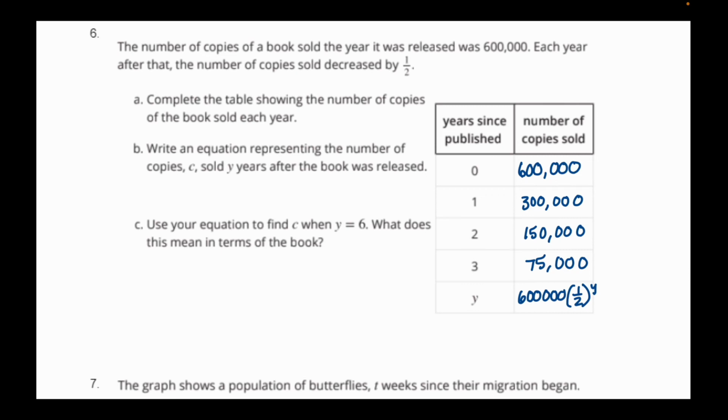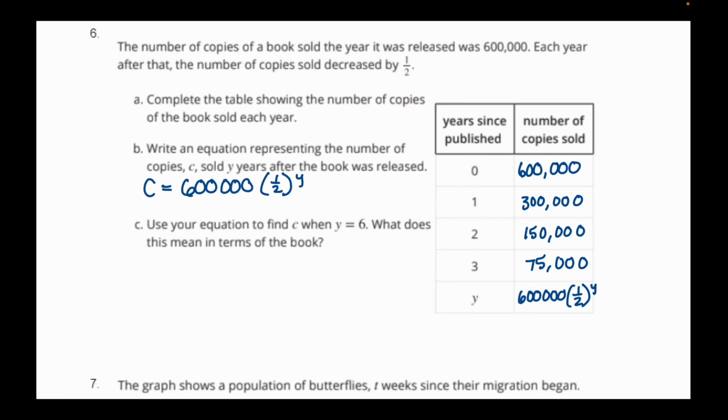So this part of my table will always help me with writing the equation, and the equation is actually here, part B. So if the equation is copies, copies is going to equal that 600,000 multiplied by that 1/2 to the power of y.